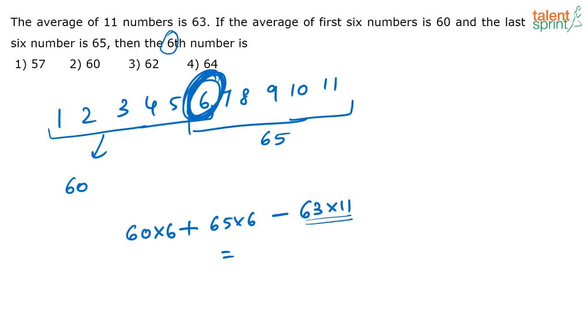Yes. So here when you solve, you will get the answer as 6 into 125 minus 63 into 11, that is 693, which is equal to 57.